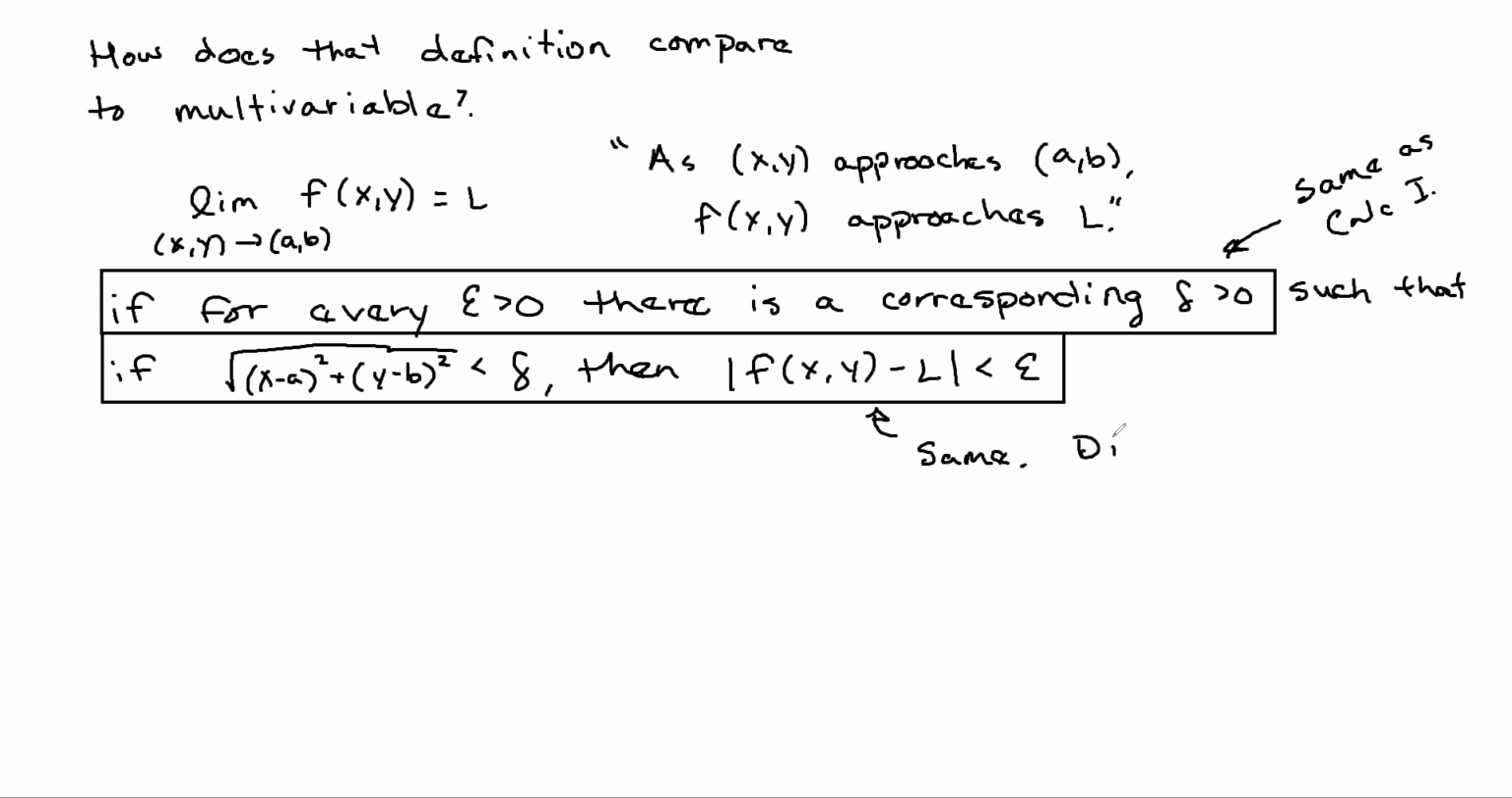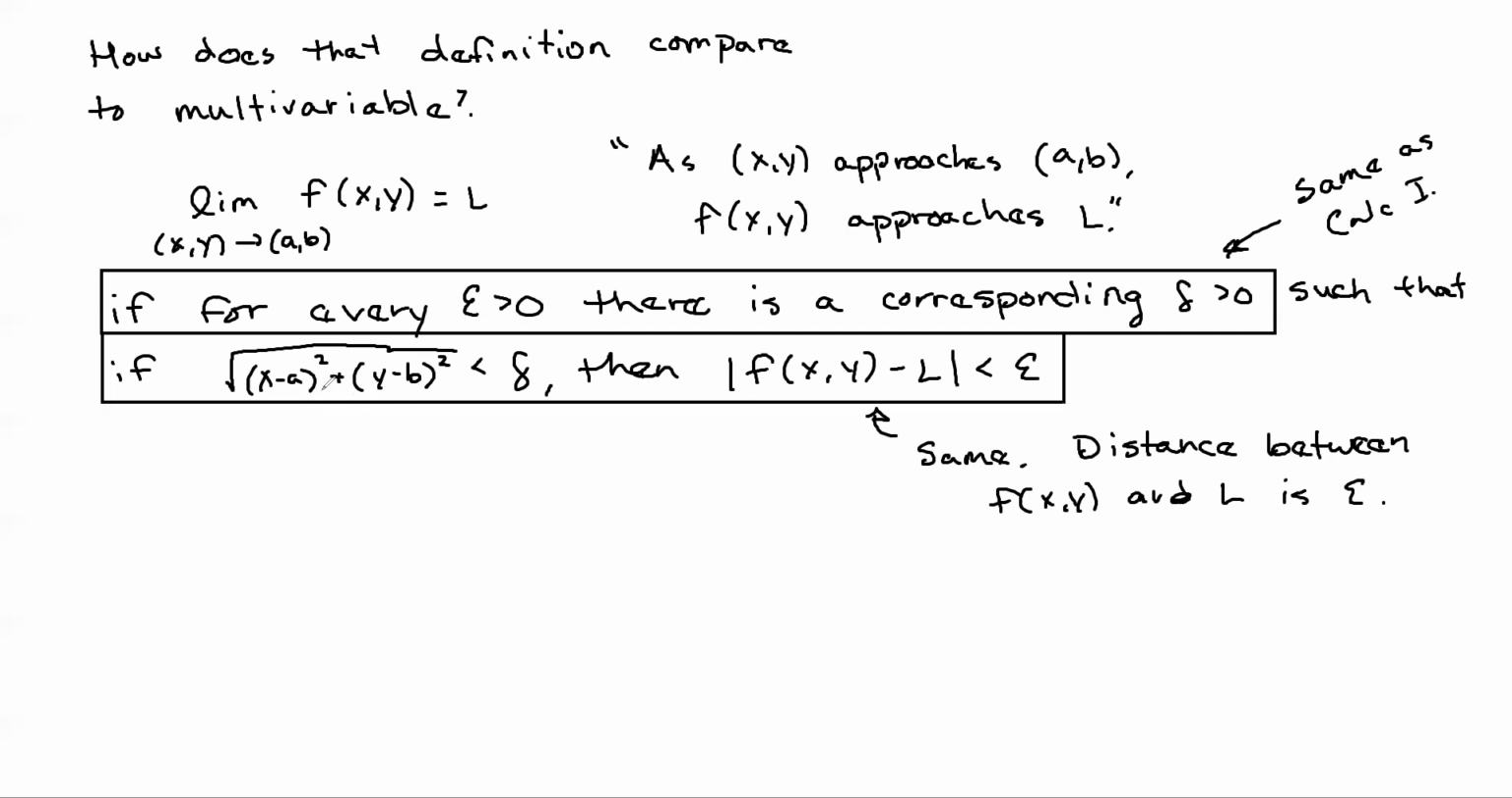It says the distance between f of (x,y) and L is less than epsilon. What does this one say? This one is new. Take a look at it for a second. Well, the left-hand side should look familiar. We covered this earlier in the semester. What is this? It's the distance between any two points. So this is also a distance-related definition.